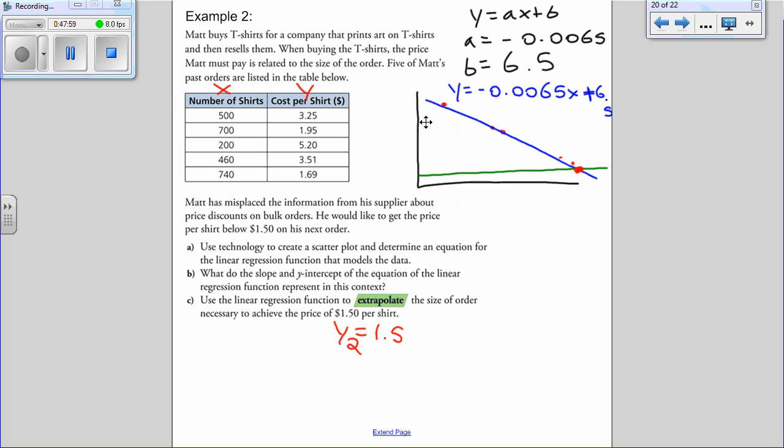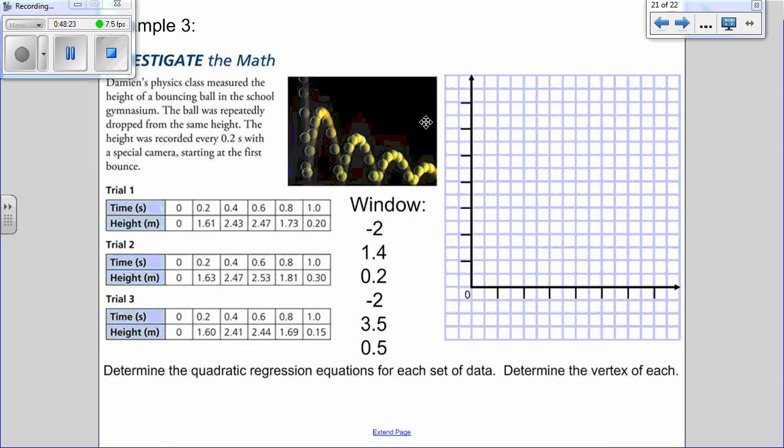I highly suggest, for your quiz tomorrow, that you practice these last two. They are not going to be linear regressions, so when you look at them, it's going to create a different shape. This one is quadratic regression. The process is the exact same. Instead of hitting lin reg, you're just going to hit quad reg. This one, I believe, creates cubic.